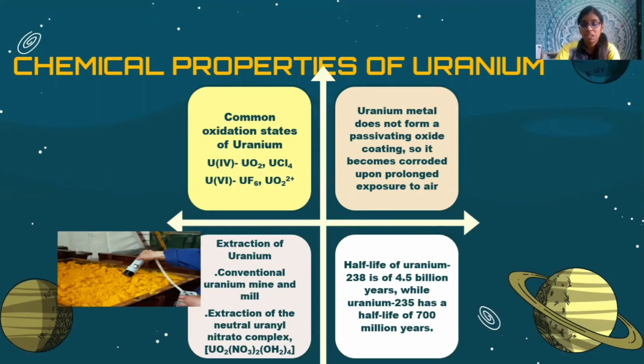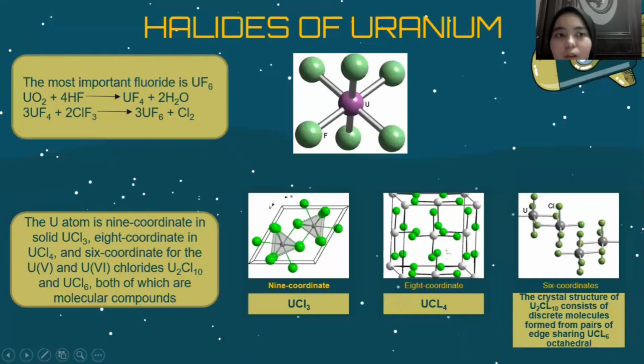Next, I'm going to pass to Kila to explain more on the chemistry of uranium. Okay, now I will explain the highlights of uranium. Uranium is known for its full range of oxidation states, from uranium 3 ion to uranium 6 ion, with a trend toward decreasing coordination number with increasing oxidation number.